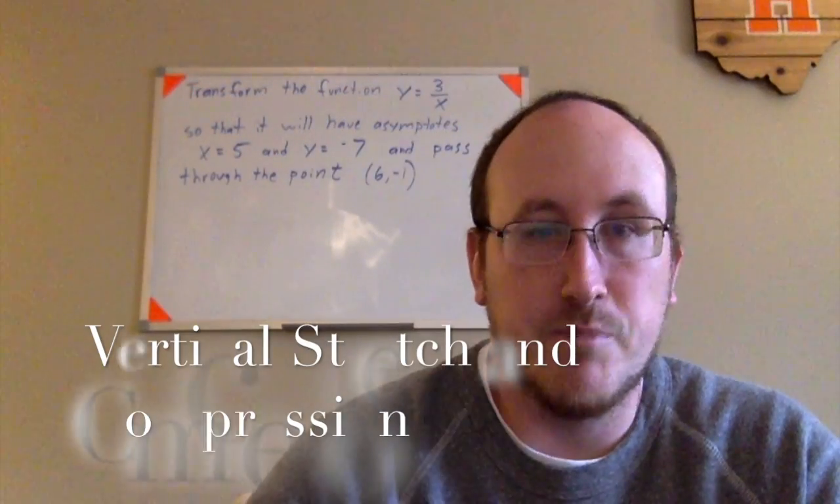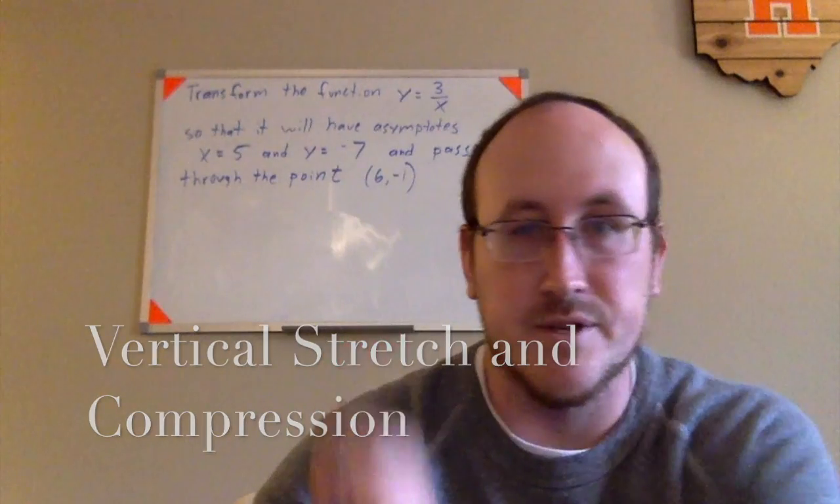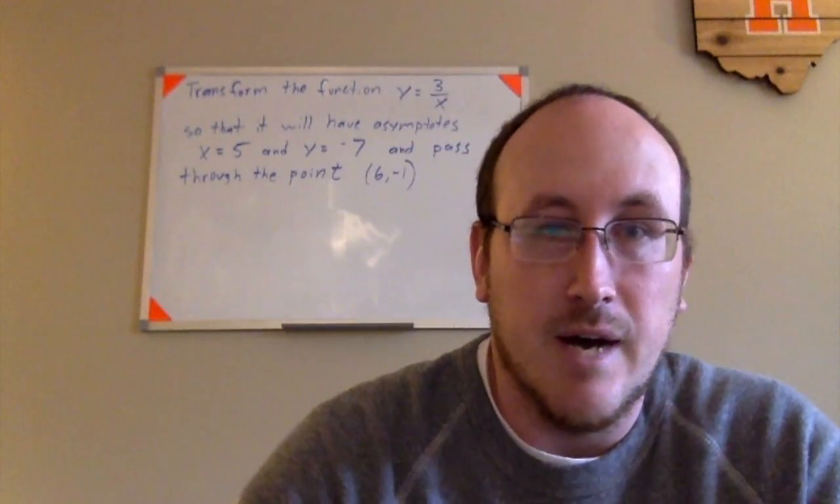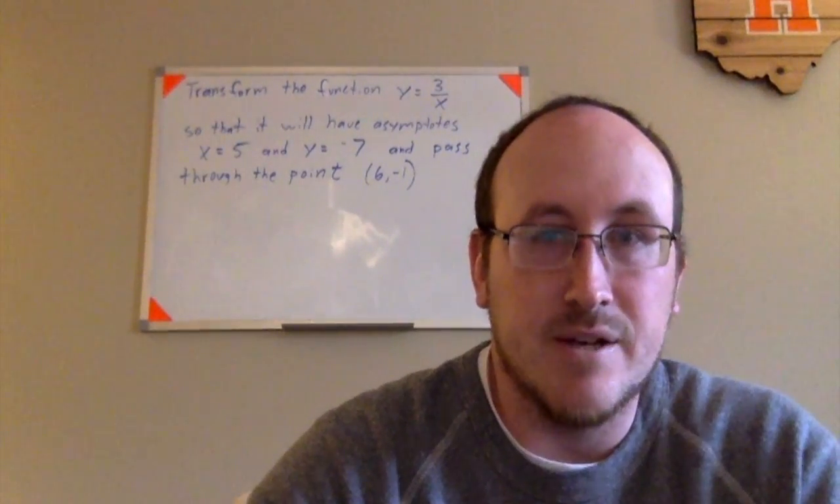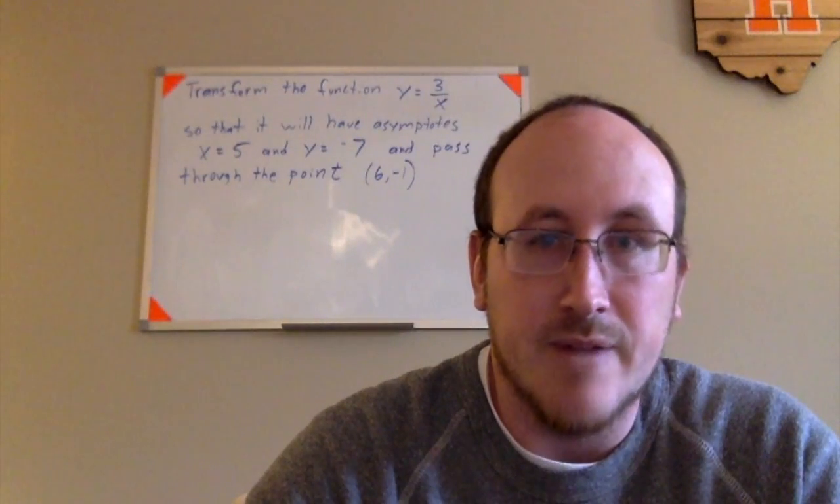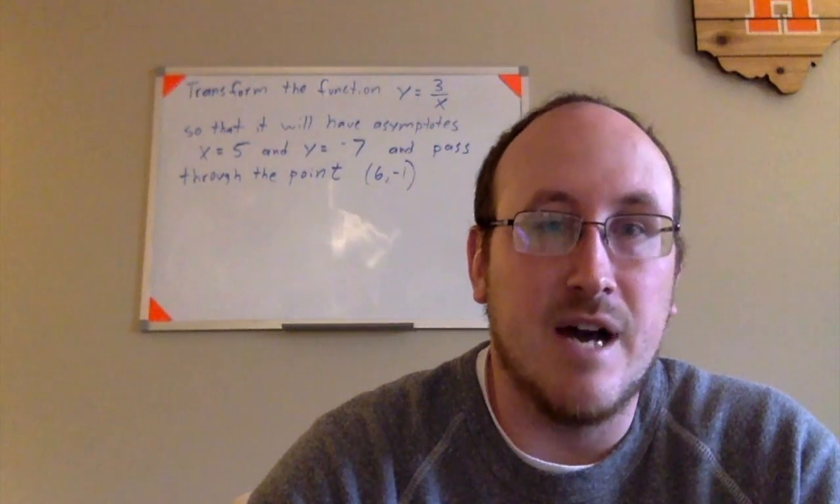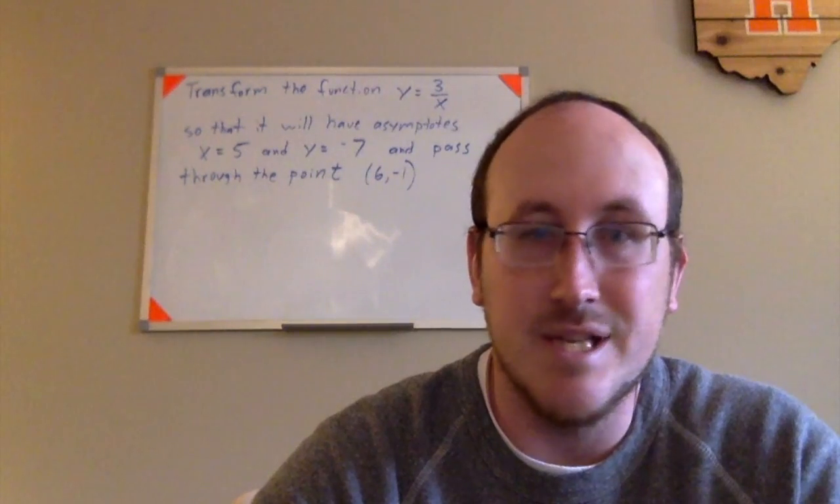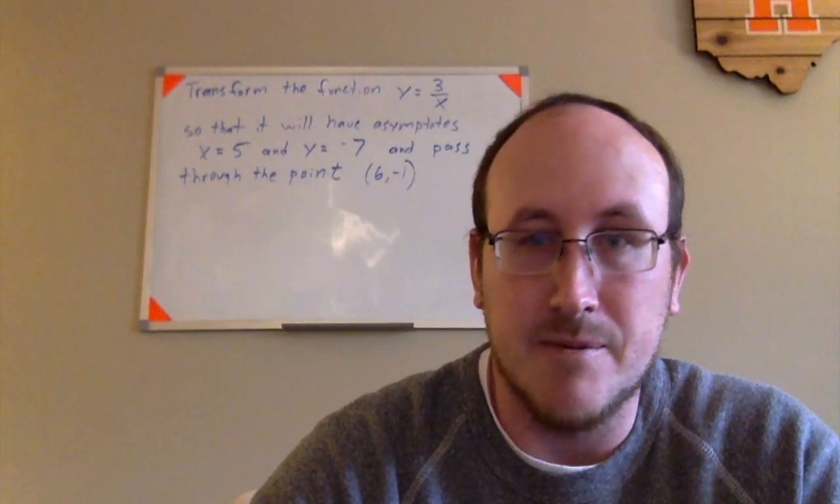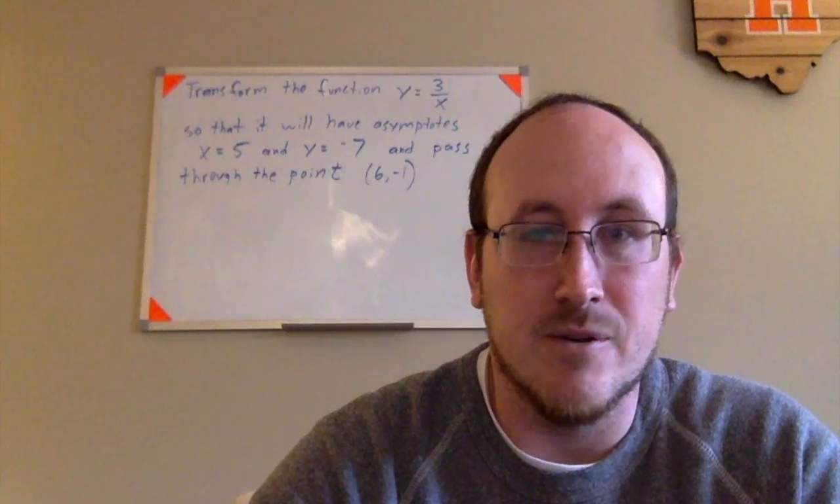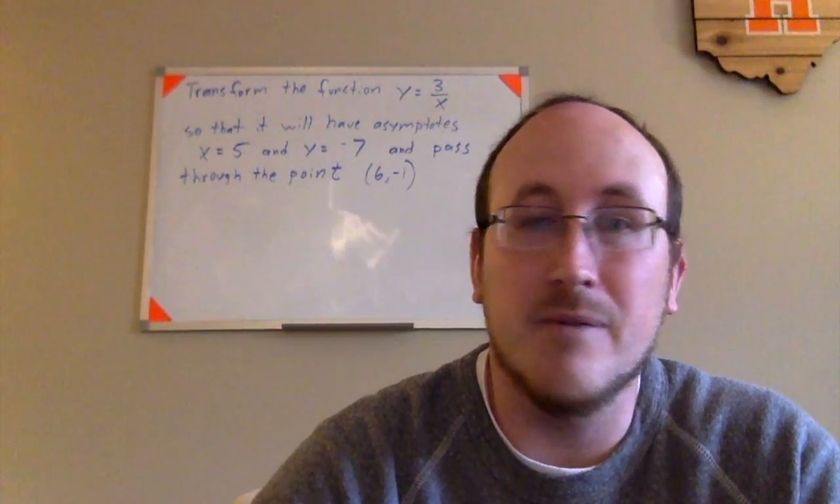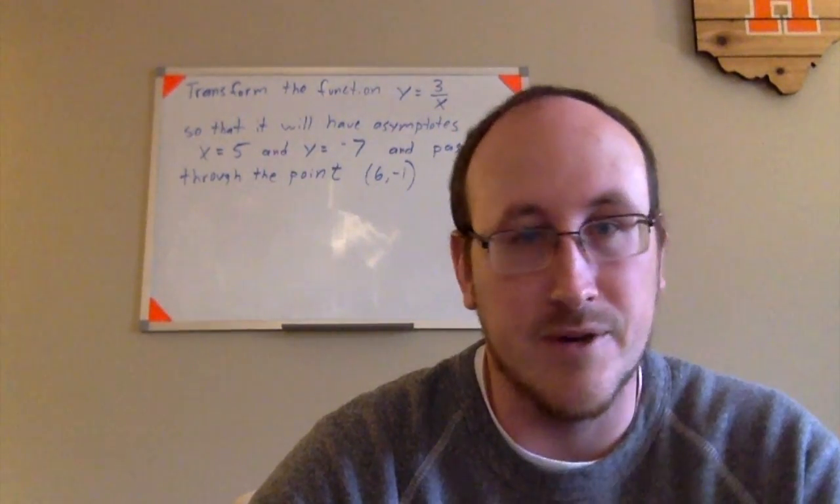So what if we change this problem slightly? This problem that we just looked at, where we had the function y equals 3 over x, and we had to write a new function that would have asymptotes of x equals 5 and y equals negative 7. Now, what if I add a stipulation where I want it to pass through a certain point? What if that point is (6, negative 1) in this case?